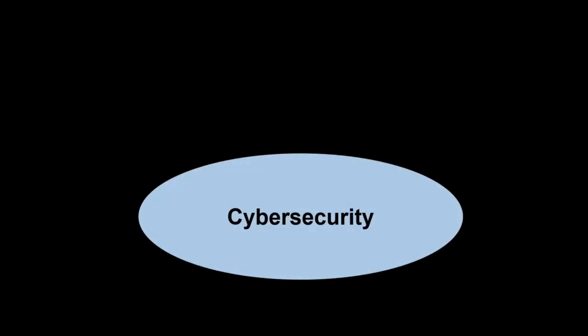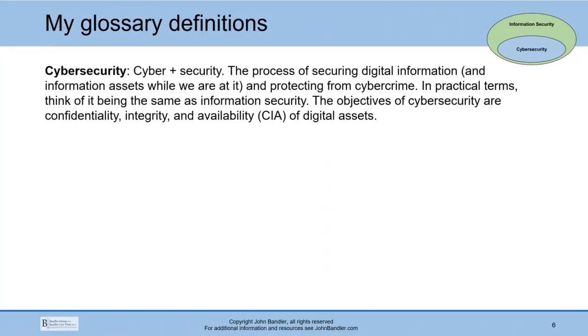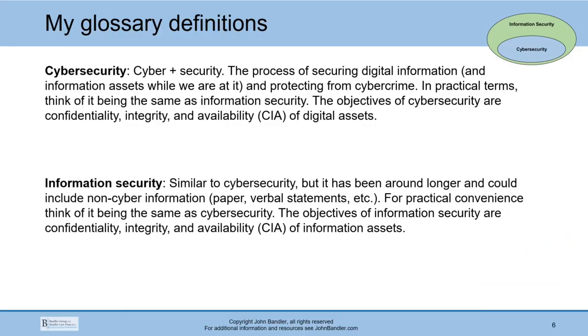Now, I mentioned information security. So how does that relate to cybersecurity? Well, cybersecurity is a subset of information security. So if cybersecurity relates to those digital things, information security relates to all those other things. In the glossary of my book, I talk about cybersecurity as the process of securing digital information and protecting from cybercrime. I talk about the objectives, CIA, confidentiality, integrity, and availability of digital assets. But then I also define in the glossary information security, which is similar to cybersecurity, but it also includes everything non-cyber. If it's on paper, if it's said out loud, you want to think about information security and that CIA triad, and we're going to talk about that a little bit later.